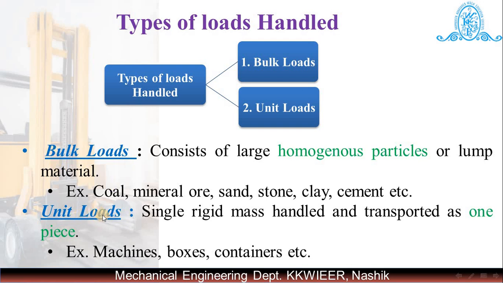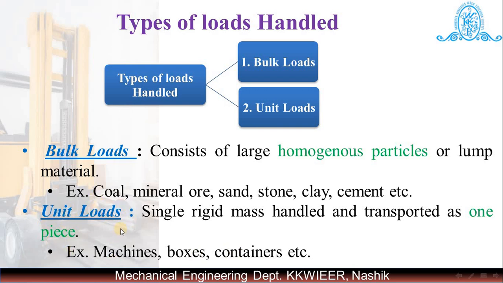Whereas the second type is unit loads. What exactly is a unit load? It is a single load, a single rigid mass which is to be handled or transported. It is a one-piece product, such as different machinery related to the aviation industry or to special purpose industry. Different types of machines are manufactured there. Containers and boxes, and many other products, all come under the category of unit load.